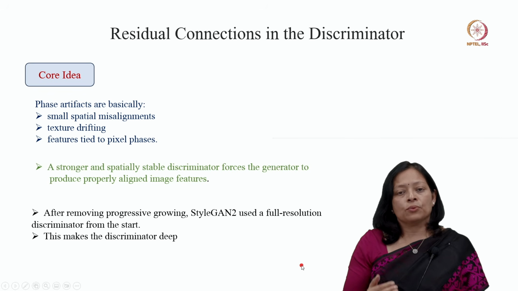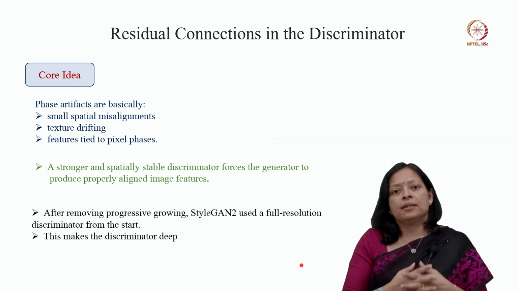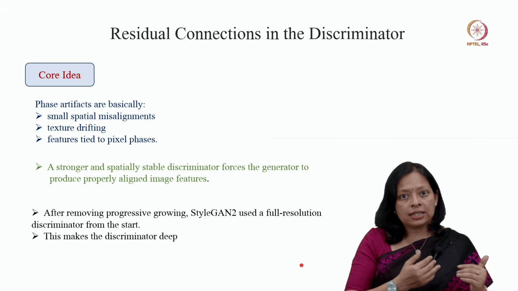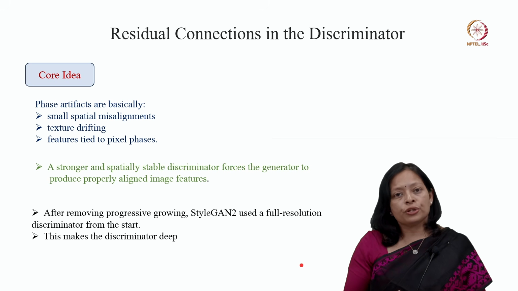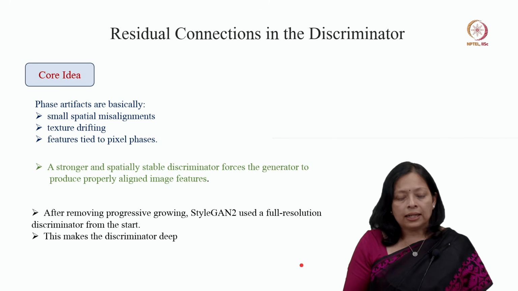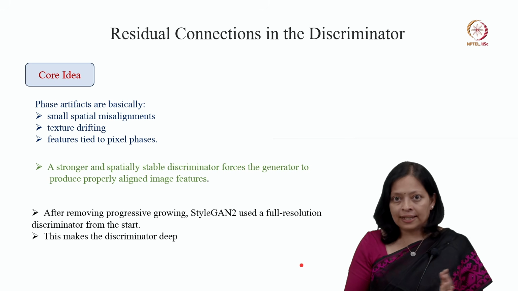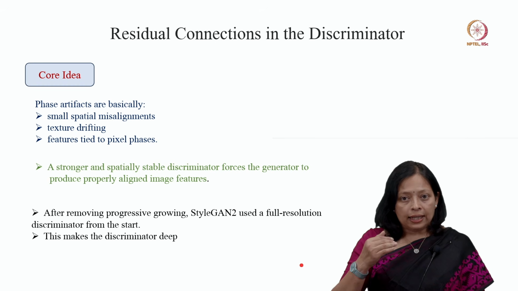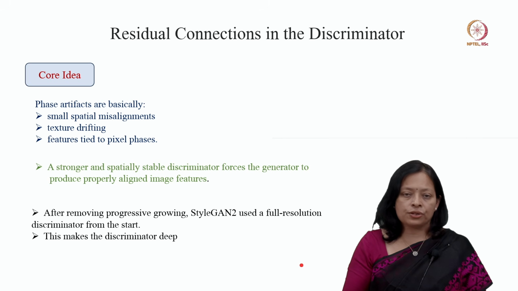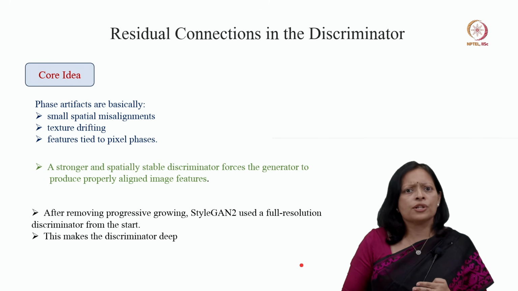Now these residual connections are coming in the discriminator part. So what is the function of the discriminator? The discriminator should tell the generator, or force the generator, to produce properly aligned image features, so that this artifact does not come into the picture. Now when the progressive growing is completely removed in StyleGAN 2, the discriminator is given the full resolution image from the beginning itself. So the image that is coming to the discriminator at the first instance itself is 1024x1024.